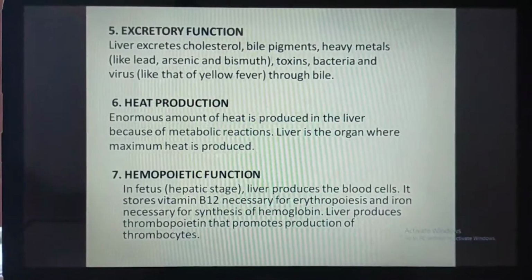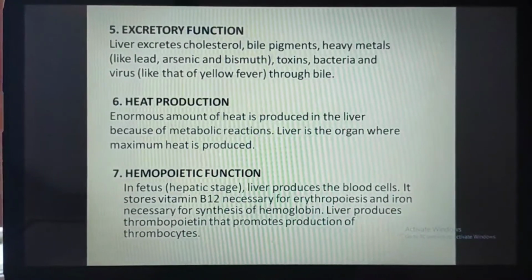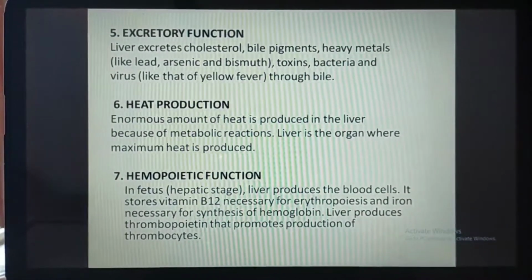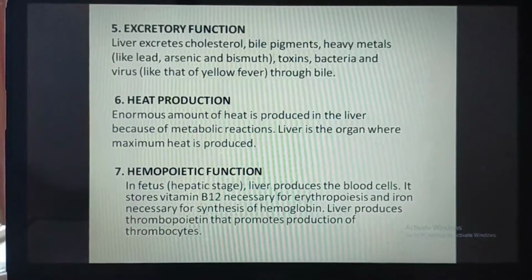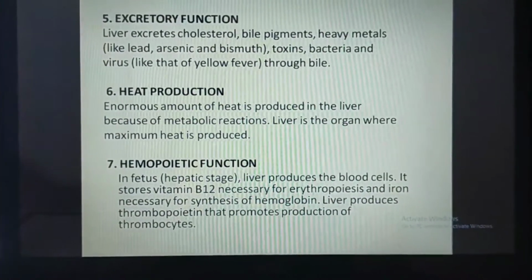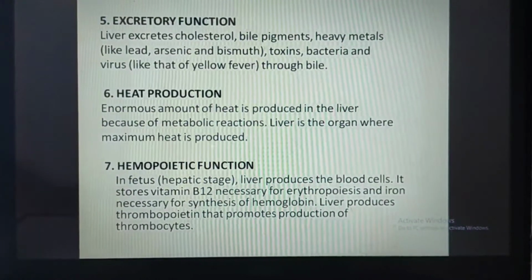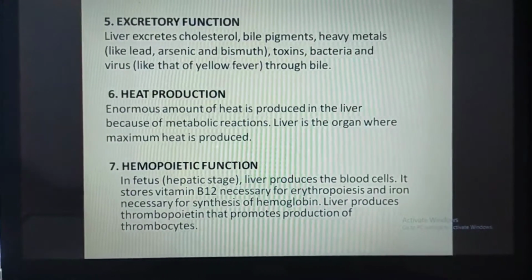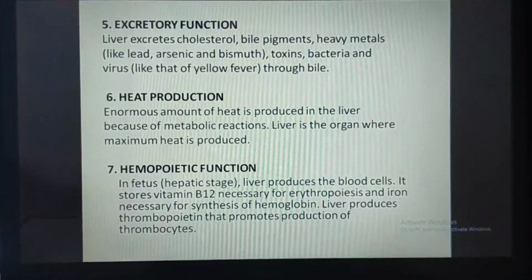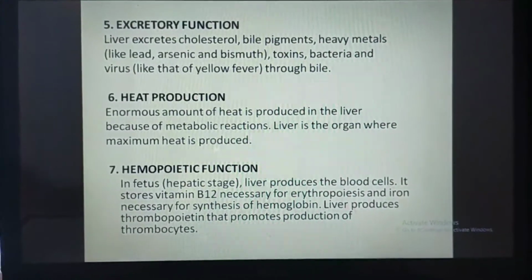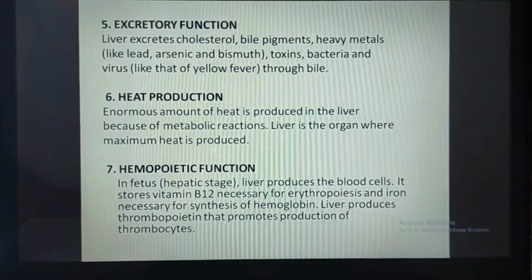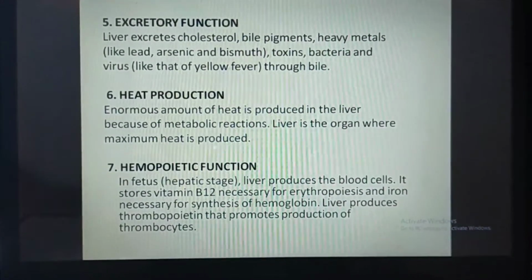Heat production. Enormous amount of heat is produced in the liver because of metabolic reactions. Liver is the organ where maximum heat is produced. Hemopoietic function. In fetus, liver produces the blood cells. It stores vitamin B12 necessary for the erythropoiesis and iron necessary for synthesis of hemoglobin. Liver produces thrombopoietin that promotes production of the thrombocytes.